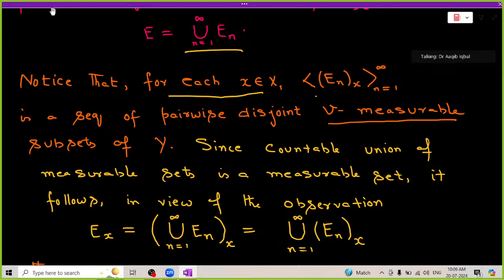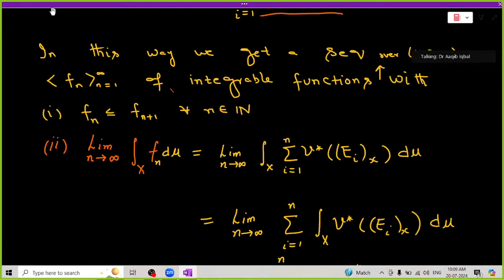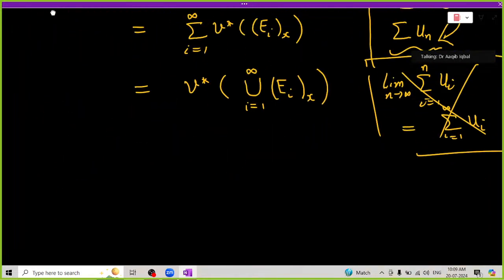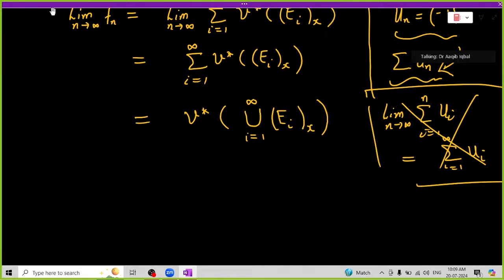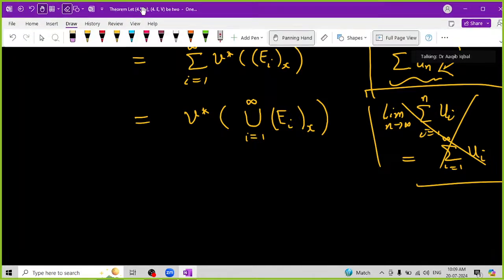The sequence of x sections is what? It's a sequence of pairwise disjoint ν-measurable subsets. So pairwise disjointness भी है और measurability भी है x sections में. So we can use additivity for x sections. और यहाँ मैं वही कर रहा हूँ. ठीक है. अब ये भी मैंने कंप्यूट करके रखा है.